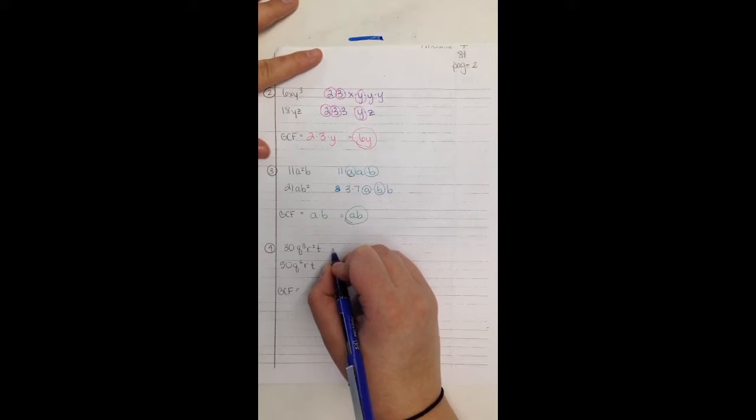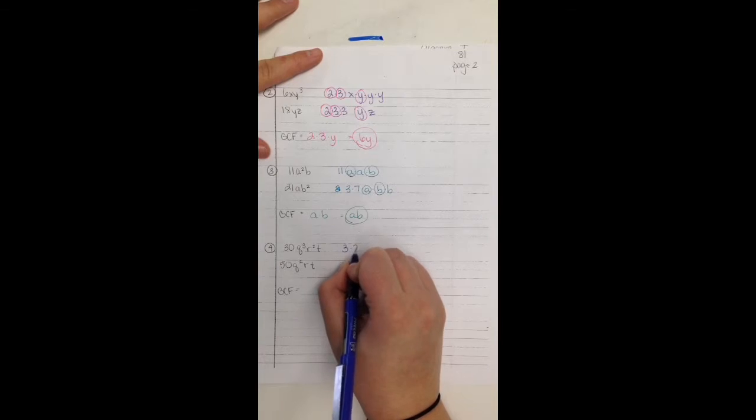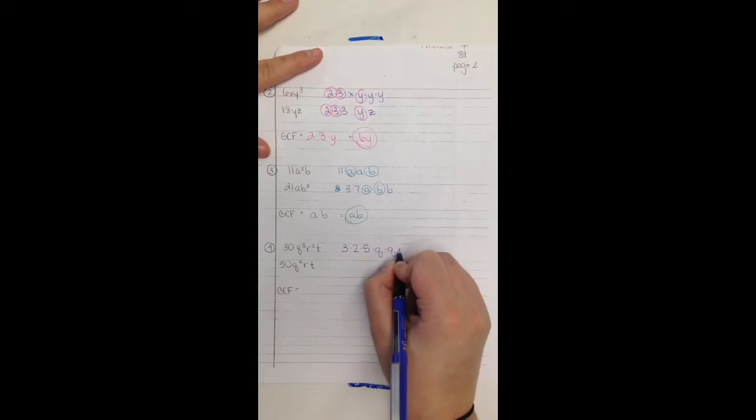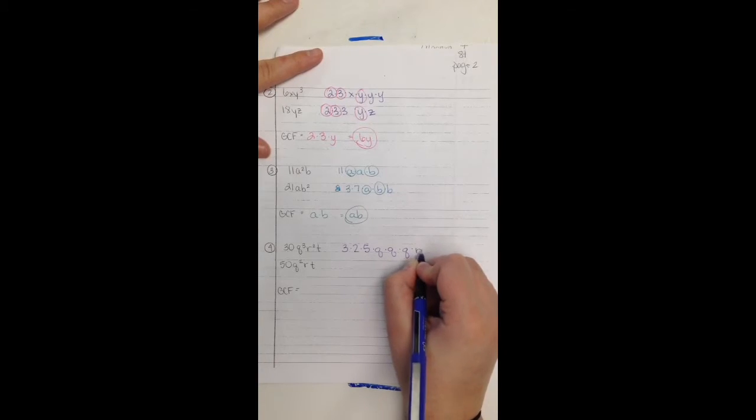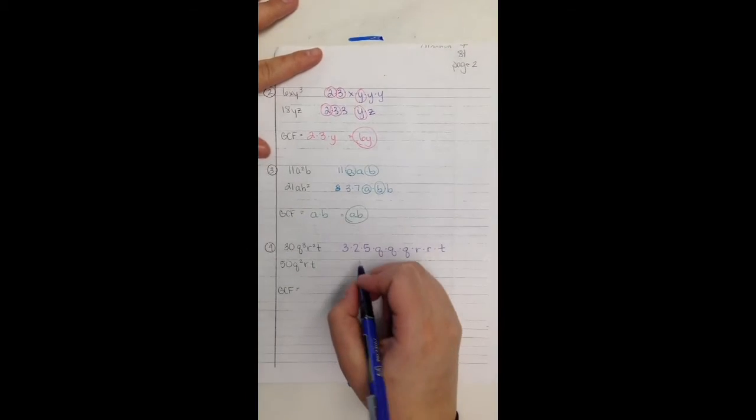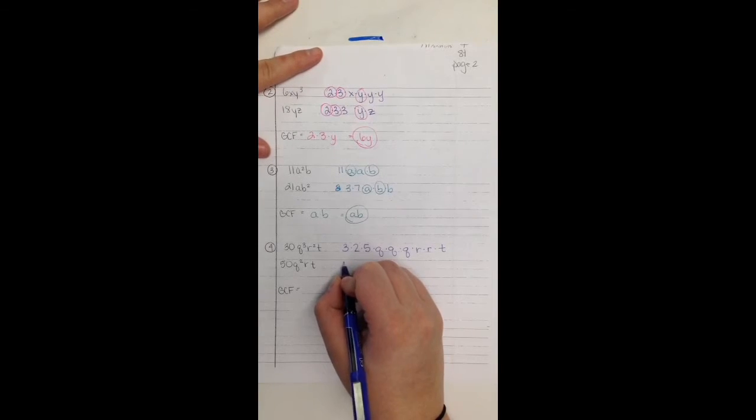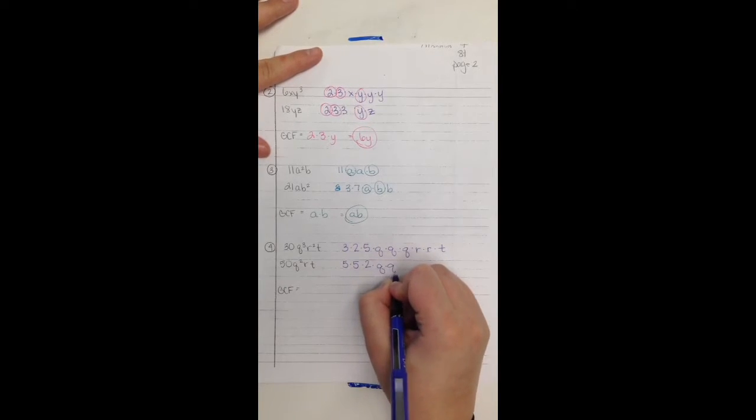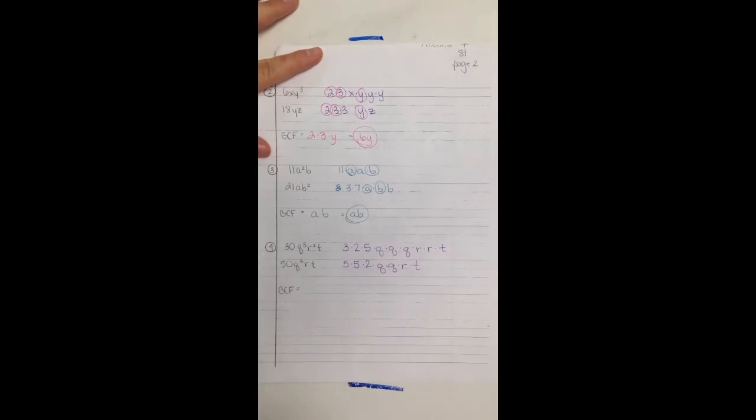All right, 30q cubed r squared t gives me 3 times 10, or 3 times 2 times 5, times q times q times q times r times t. 50q squared rt gives me 5 times 10, or 5 times 5 times 2, times q times r times t.